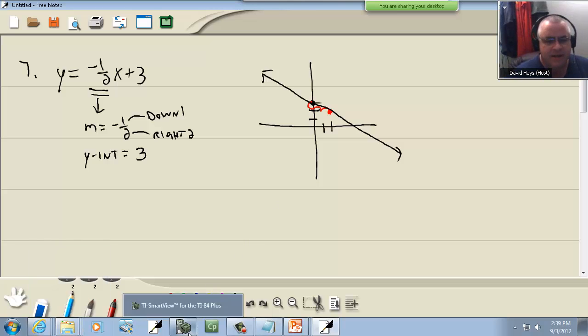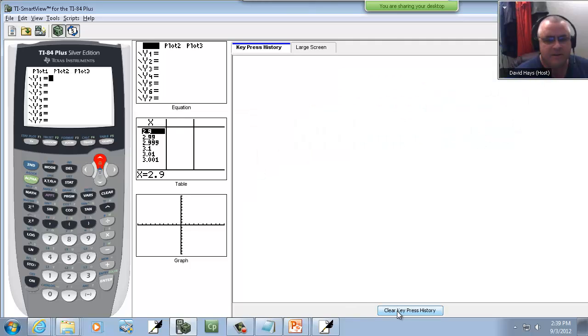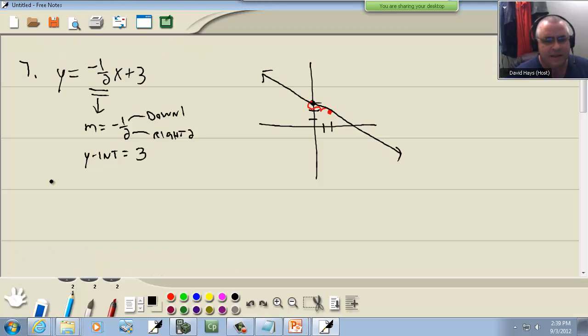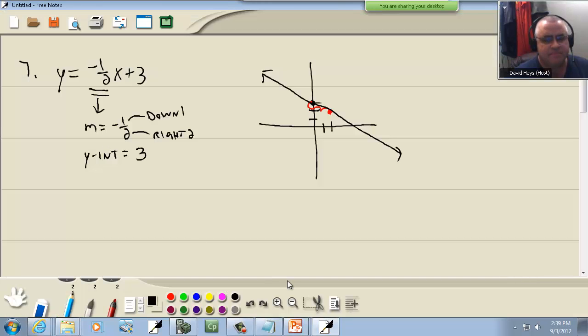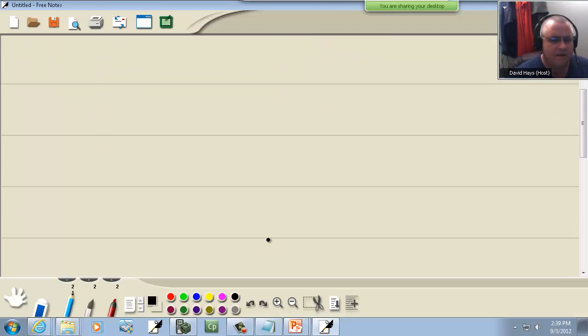Now if we were using a TI-83, TI-84 calculator to do this, I'd press my y equals, I'd press clear to clear out whatever's in that line. We got negative, the little dash on the bottom row, 1 divided by 2, x key plus 3, and then graph. And that'll give us our answer there. Now sometimes you can't get it into slope-intercept form.